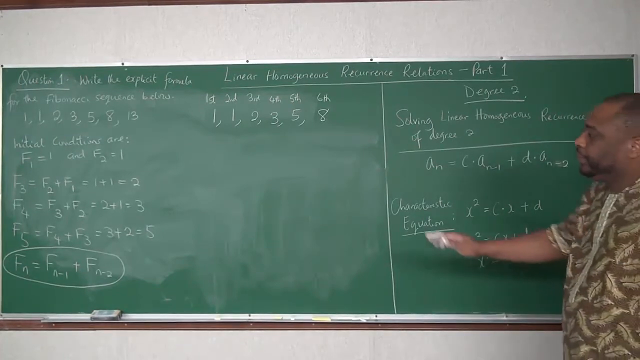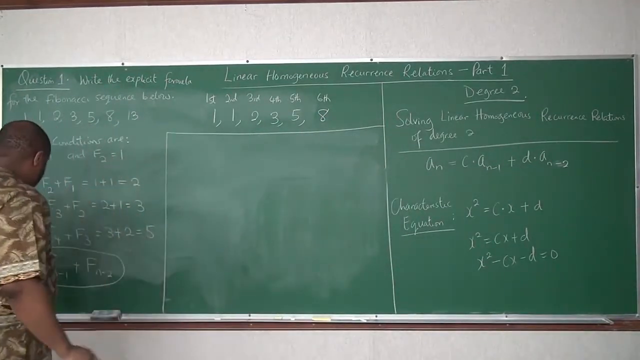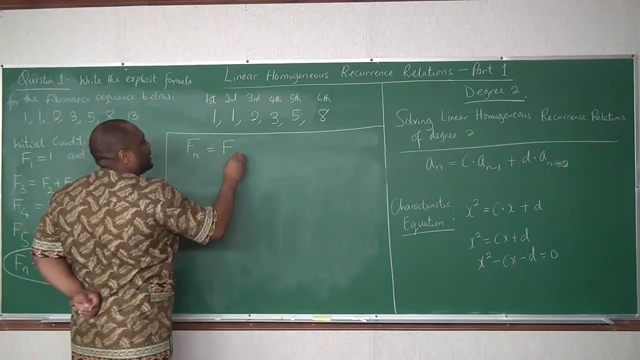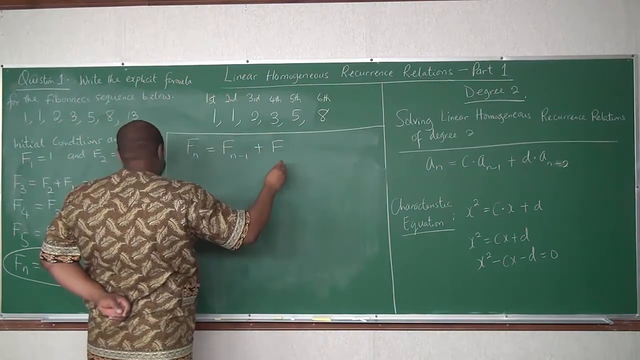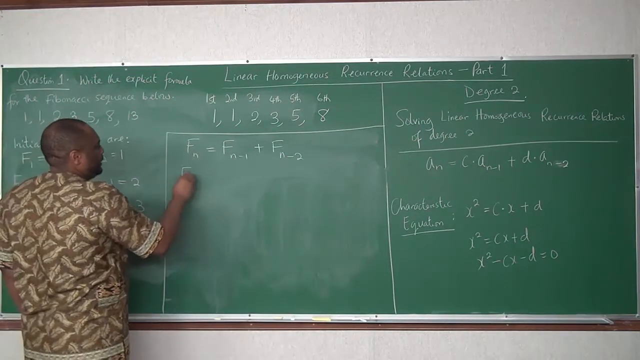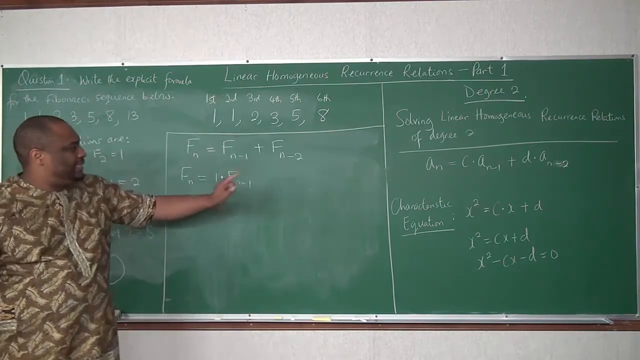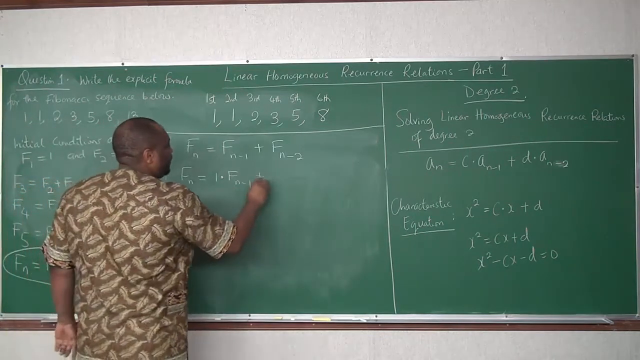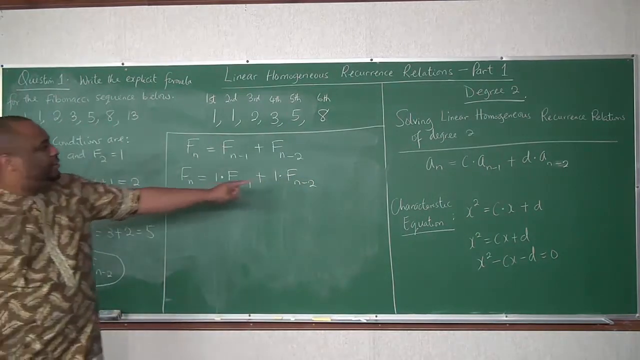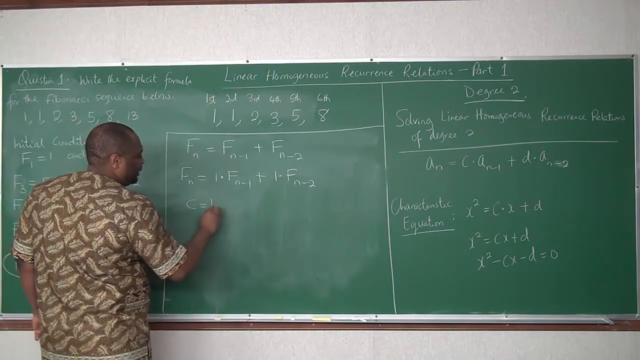Okay, so let's get started. We see that the nth term is the previous term plus the term before the previous term. So this means 1 times the previous term, because that is our constants, plus 1 times the term before the previous term. So if we compare it to this, we could see now that our C is 1 and our D is 1.